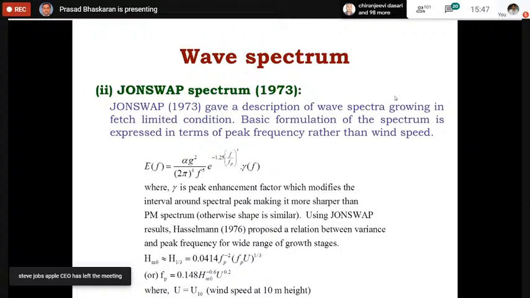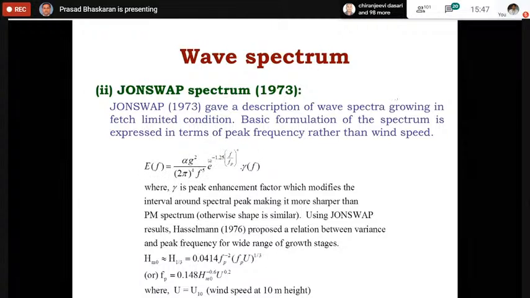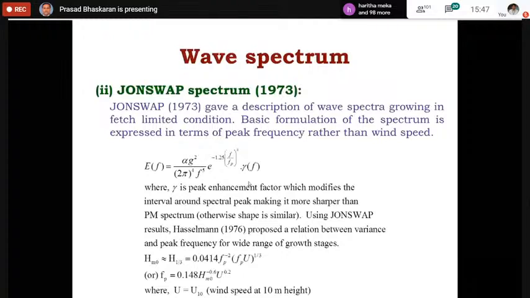The importance of this particular spectrum is that you can express your energy, which is very similar to the PM spectrum, but you have an extra term here called gamma F. This gamma F is called the peak enhancement factor, which basically controls the shape of the spectrum. Now the difference between the PM spectrum and the JONSWAP is the shape of the spectrum.